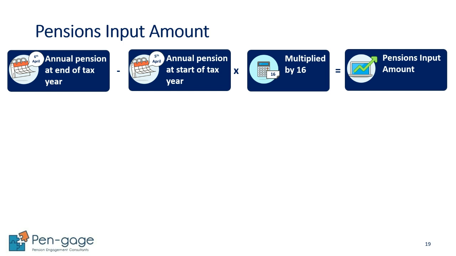Now, what we're talking about here is something called the annual allowance. And the annual allowance is the limit on the amount of tax-free pensions growth someone can have in a tax year. So if you are within that allowance, that's fine, there's no action to take. If you go outside of that allowance, then there may be action to take.